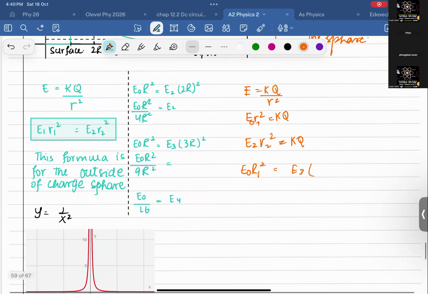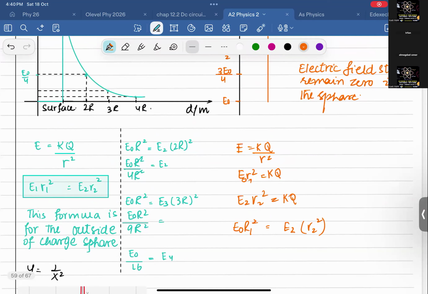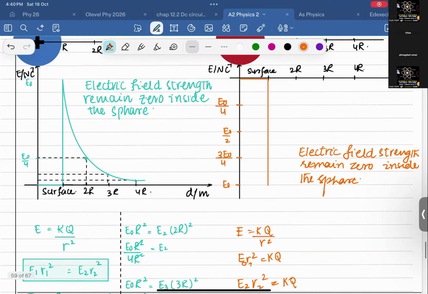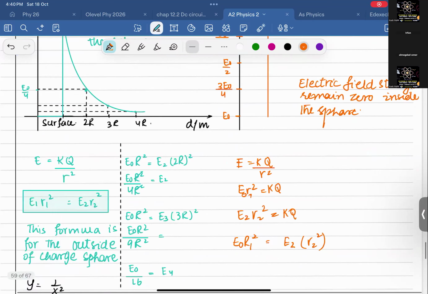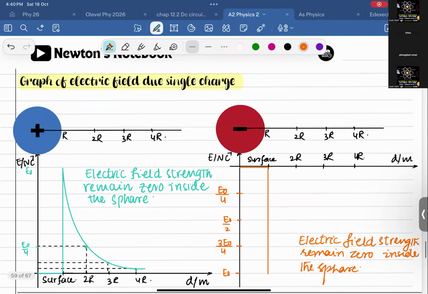Okay. You can first do for E2 and then R2 squared. But you'll get the same answer, right? As of the first one. So E naught is going to be E naught, and at the surface, this sphere has a radius R1. So E naught and then R squared is equal to E2, that is this portion.